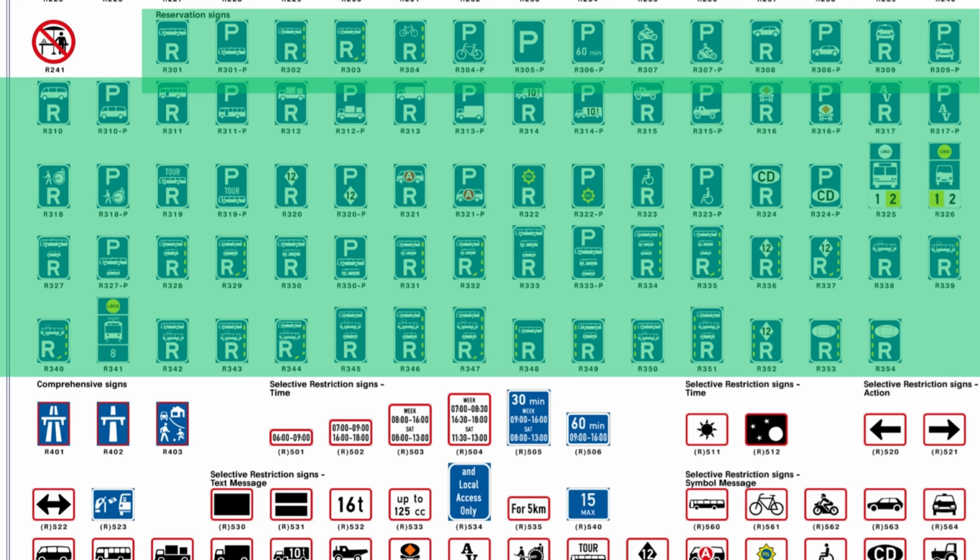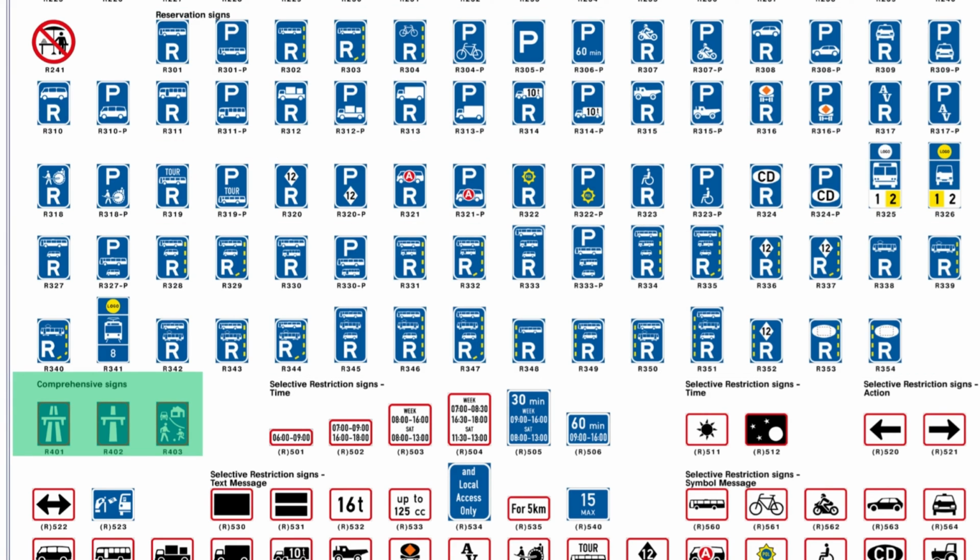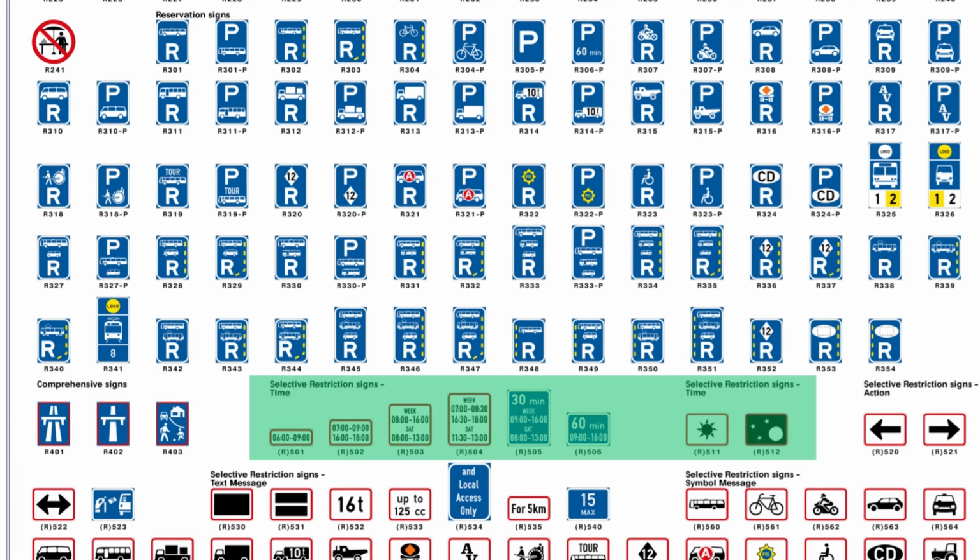Reservation signs indicate that a specific road or lane is reserved for a specific type of vehicle, such as buses, motorcycles, or taxis. These signs are typically rectangular with a blue background and black or white text or symbols. Comprehensive signs are regulatory signs that provide specific instructions or information to drivers. They are typically rectangular with a blue background and black text or symbols.